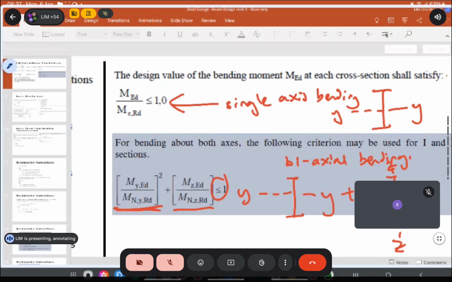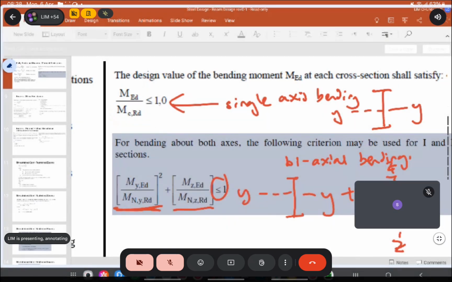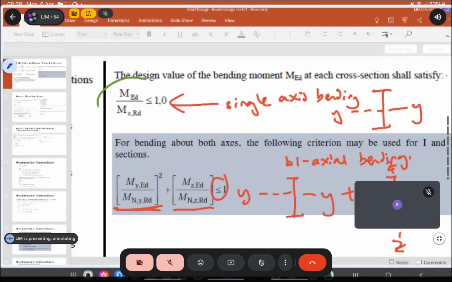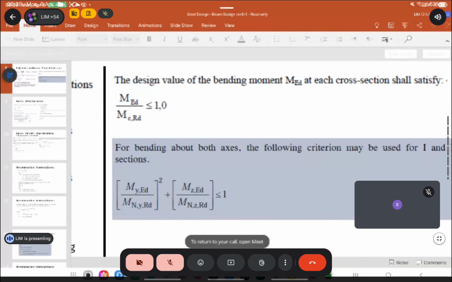So you do this process for y. This formula in green, you calculate it one time for the y-axis, and then you calculate it another time for the z-axis, and then you add both together and make sure it's less than 1 also. So that's for bending.